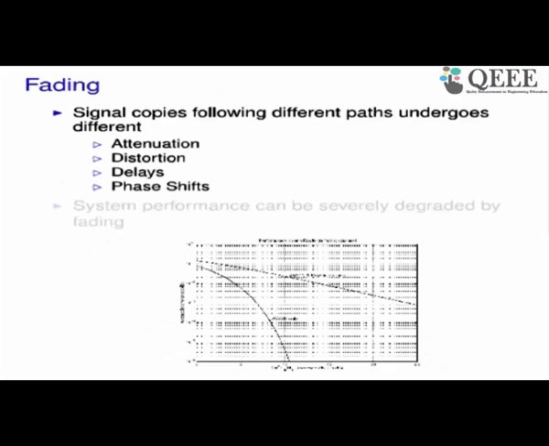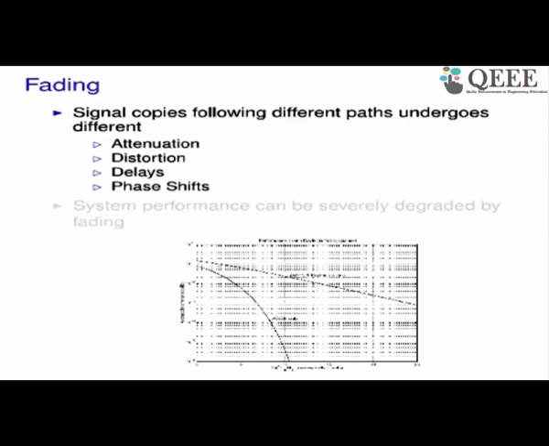Now fading can be due to many reasons. It can be due to attenuation, it can be due to distortion. Distortion is, for example, the rounding of the curves. That's one form of distortion. There are many other possible distortions. When you transmit in open air, there are many different sources of distortion that come into the picture. Then there are delays, because different paths travel different distances and have different delays. And they also have phase shifts.